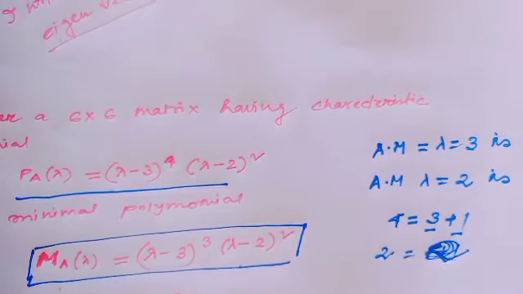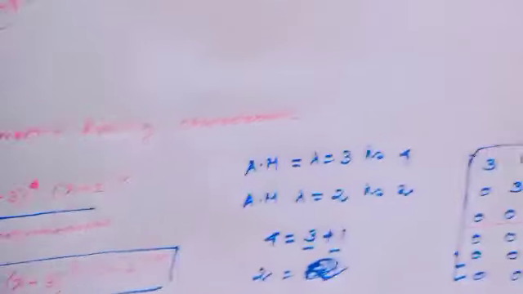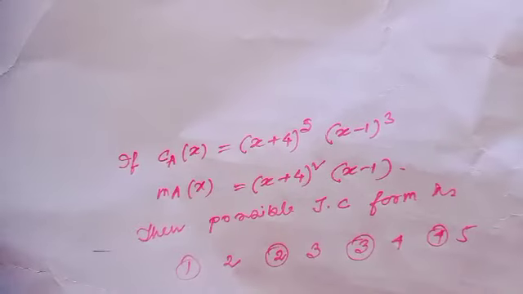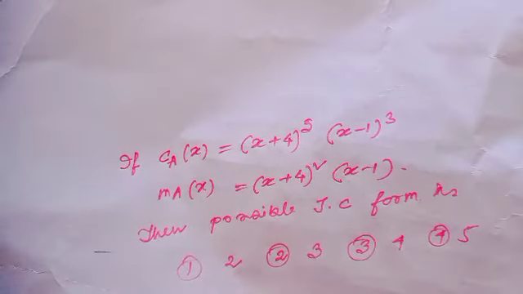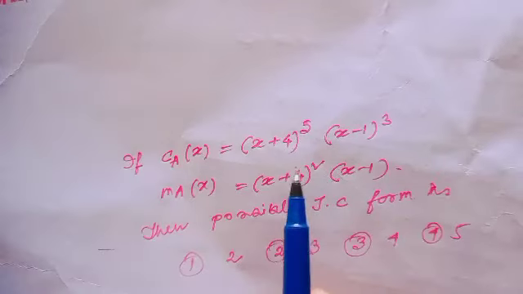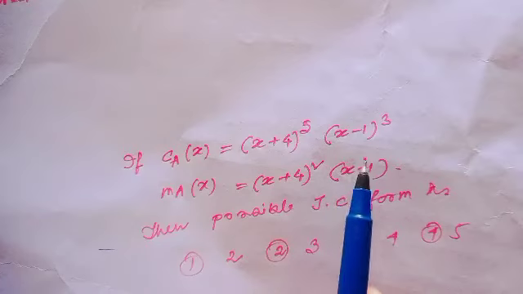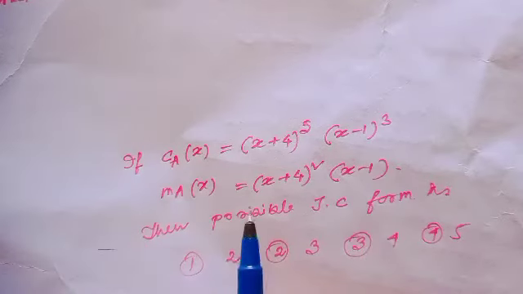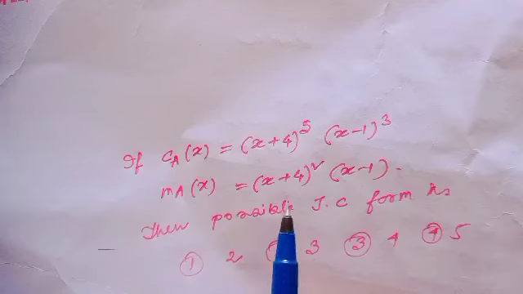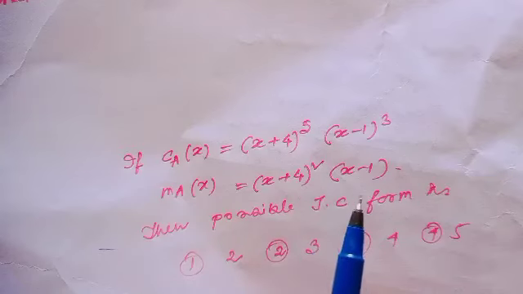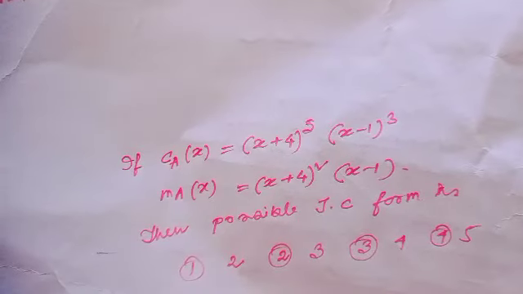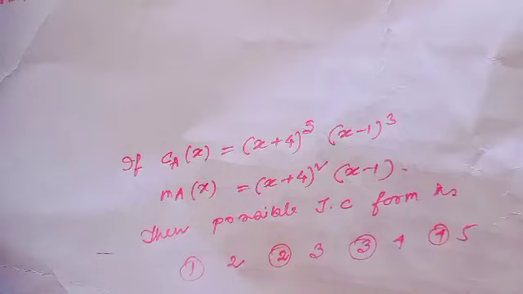How can we easily find the Jordan canonical form by minimal polynomial? I will see one example. Consider the characteristic polynomial of a matrix equal to (x plus 4) to the power 5 times (x minus 1) whole cube, and the minimal polynomial of the matrix is (x plus 4) whole square times (x minus 1). Then the question is the possible Jordan canonical form.